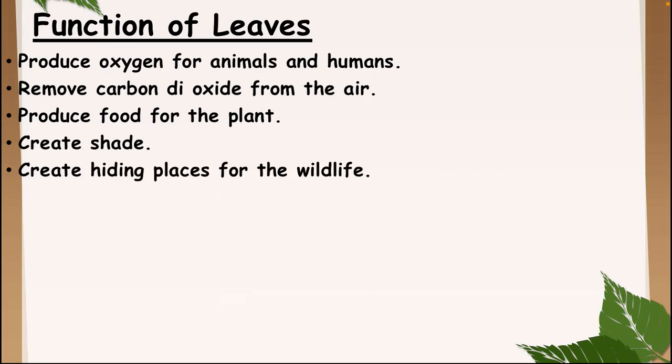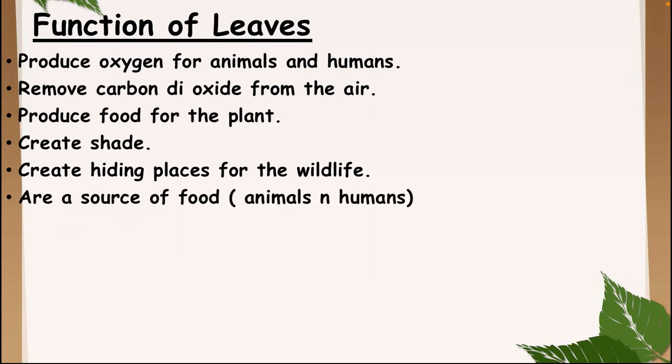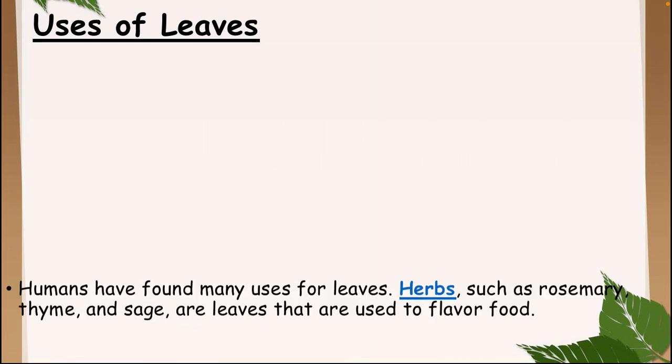They create a hiding place for wildlife. As all of you know, when there are trees and on the trees there are so many leaves, the wildlife can hide inside them. They are a source of food. As you know, leaves are eaten by human beings and animals. Goats and other animals like zebras all eat plants. As human beings, we also eat leaves like spinach and mint and many other plants.